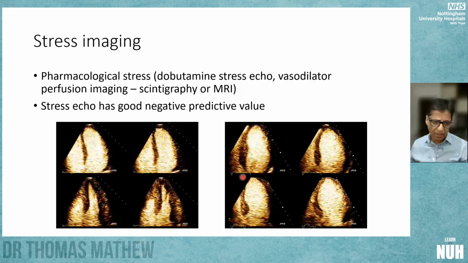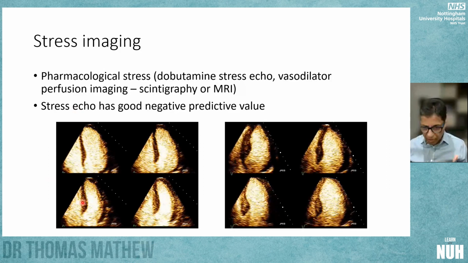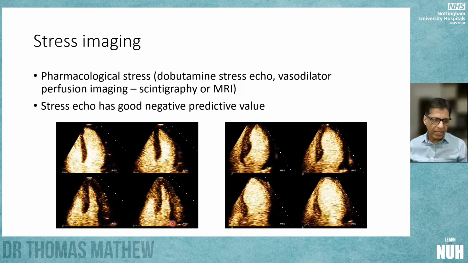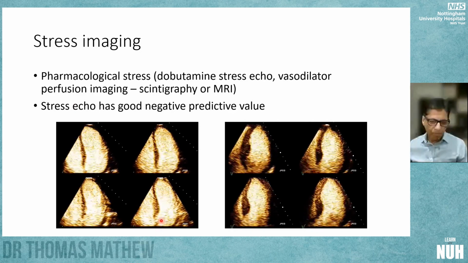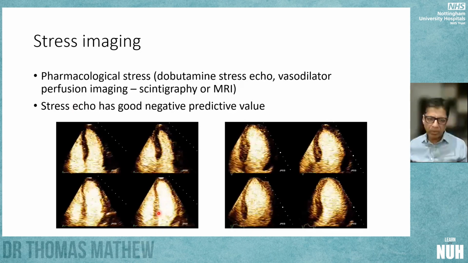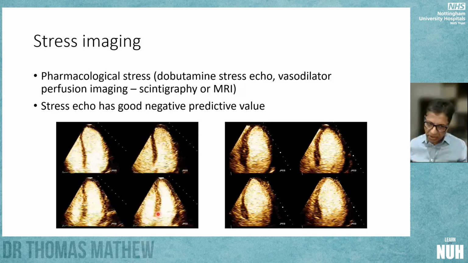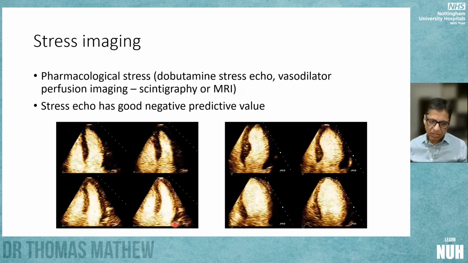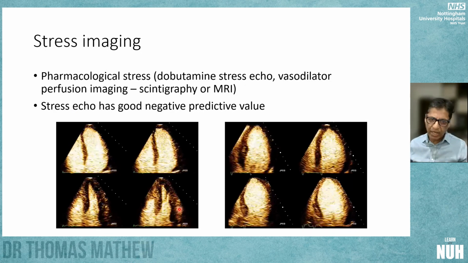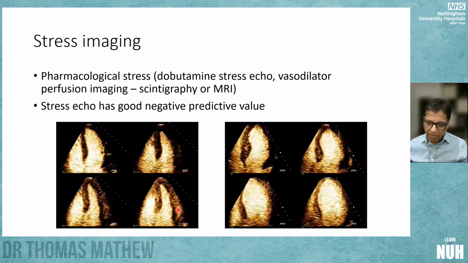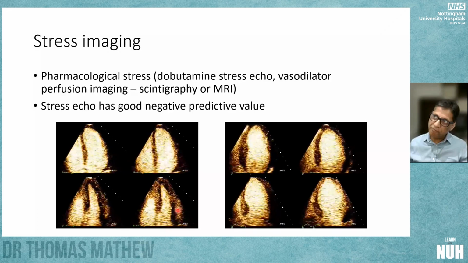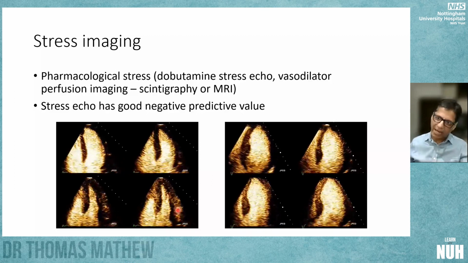This is just to show an example of a stress echo in a patient with a good quality image. The left-hand side is a normal stress echo, 4-chamber view with baseline and peak stress. You can see there is good improvement in contractility with improvement in function and with no regional changes at stress. And that's a very good negative predictive indicator of lack of a perioperative event.